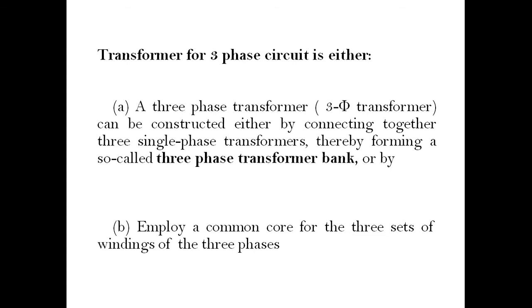That is, a three-phase transformer can be constructed either by connecting together three single-phase transformers. If you have single-phase transformers, they can be connected in different modes, either star-star, delta-delta, star-delta, delta-star, anything. Here three transformers are involved to make a three-phase transformer, thereby forming a so-called three-phase transformer bank. The second option is to employ a common core for the three sets of windings of the three phases. That means you have to construct a three-core, three-phase transformer.